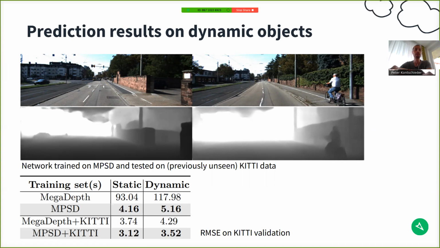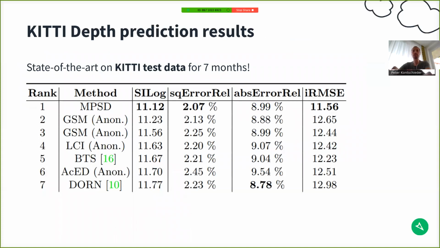We also have numerical results presented on the bottom here. So the first is basically training only on MegaDepth and only on our data set. And we disentangle the different results for static and dynamic objects. And on the bottom, you see the same after fine-tuning on KITTI data. One very exciting result is that now for more than 7 months, we're on the top of the KITTI dense depth prediction leaderboard. And this is really due to the data set that we're proposing here.